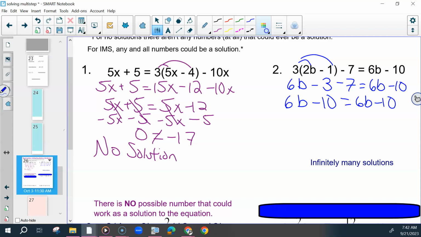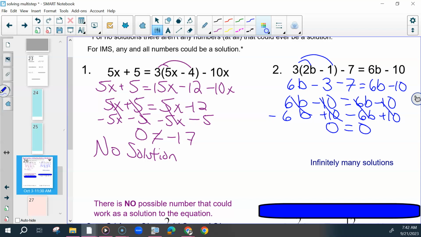Right, so then what do we want to move first? The 6b. So if we're subtracting 6b from both sides, whether you did that from right or left, then we also have to get rid of the 10s by adding. What happens when we do all of that? 0 equals 0. Everything becomes 0.